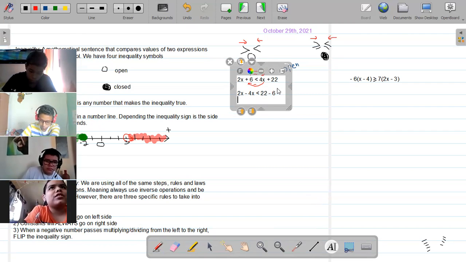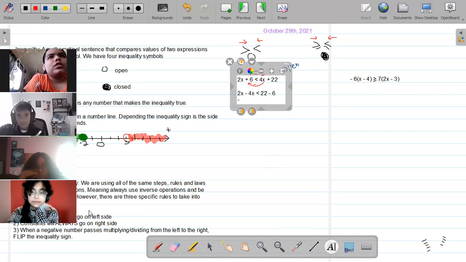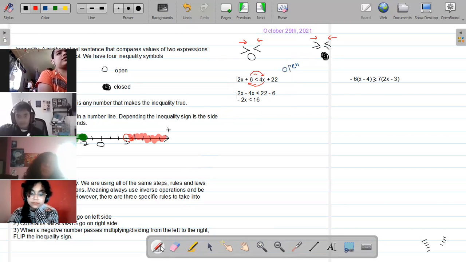2x minus 4x, how much is that? Negative 2x. Negative 2x, less than 22 minus 6. Say it out loud. 16. Exactly. Now we're going to use inverse operations just like when we were solving equations.